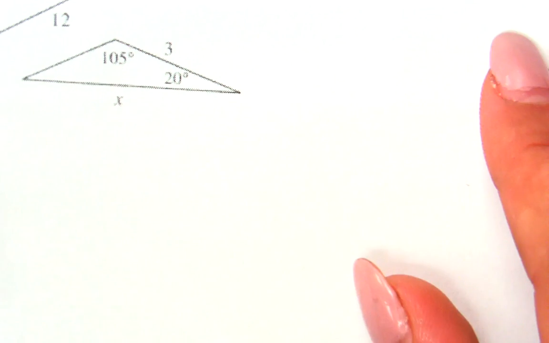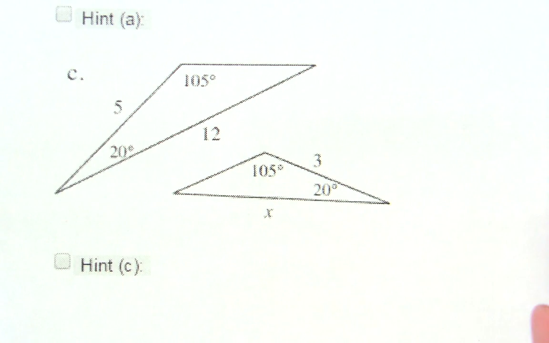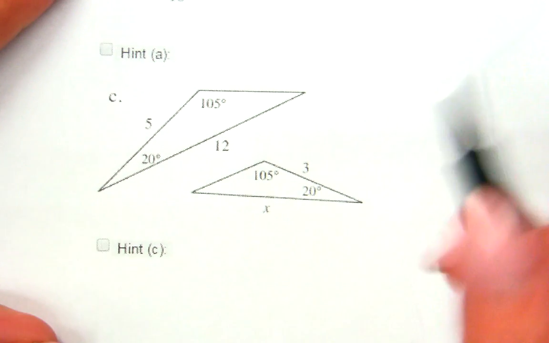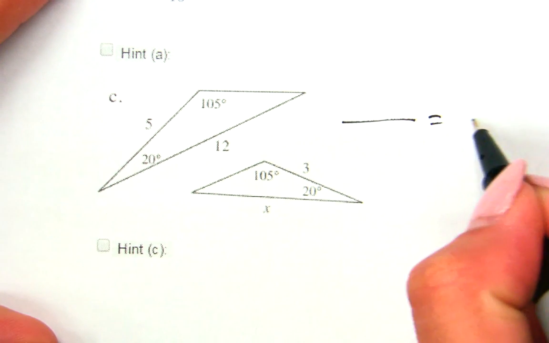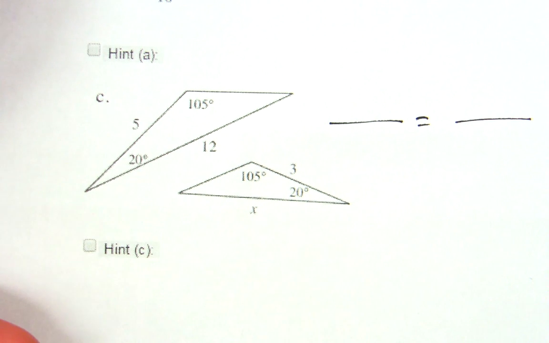Okay, and then the last bit is a similarity. So you need to set up a proportion. Something over something is equal to something over something, and then solve for x. Okay? All right, and that's the end of that homework assignment.